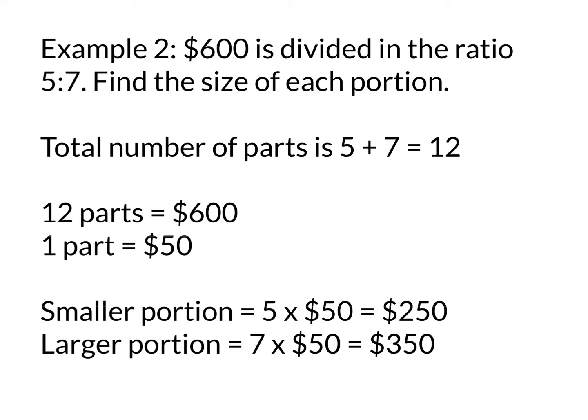So 12 parts is $600, so therefore one part is $50, and we multiply that 50 by the 2 parts. The smallest portion was the 5 in the ratio, so it's 5 times 50, and the larger portion was the 7 in the ratio, so it's 7 times 50.